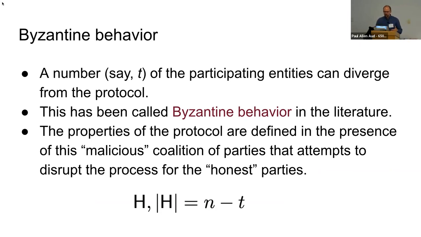So the properties of the protocol should be defined in the presence of this malicious coalition of parties. It is a coalition because we assume that they all act together. Perhaps they are coordinated by a single entity, and this entity would like to disrupt the process of the honest parties, confuse them.